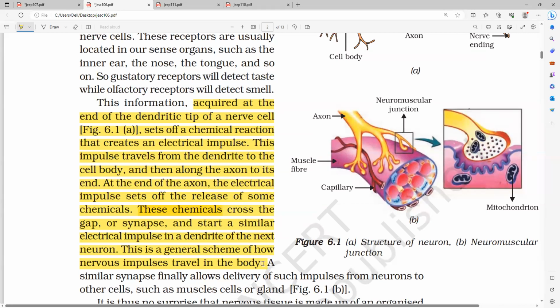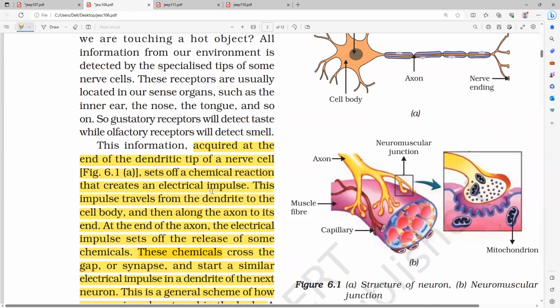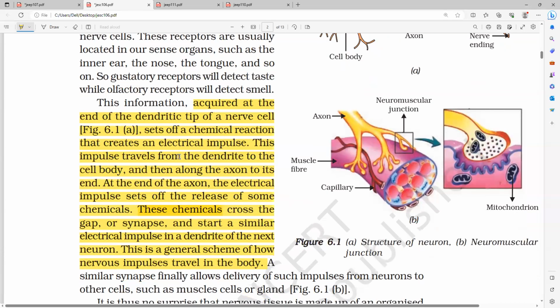These chemicals cross the gap or synapse and start a similar electrical impulse in a dendrite of the next neuron. So this is a general scheme of how a nerve impulse travels in the body. That is how you have to write it, which will generate another electrical signal towards the dendrite end of the other neuron. So you have to write it fully with the proper explanation.